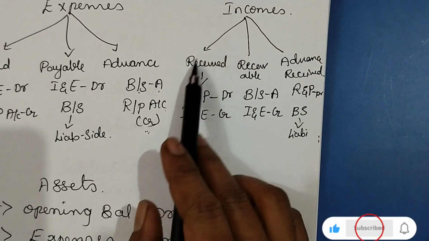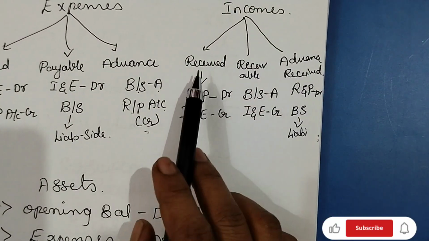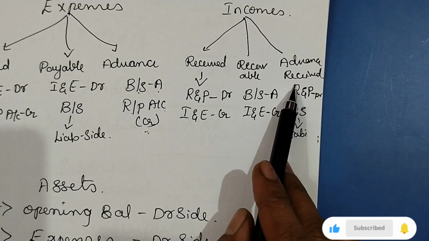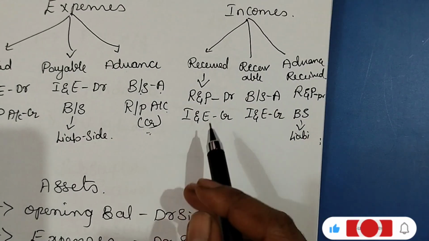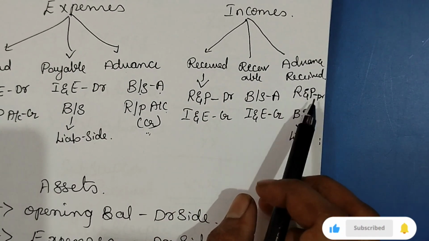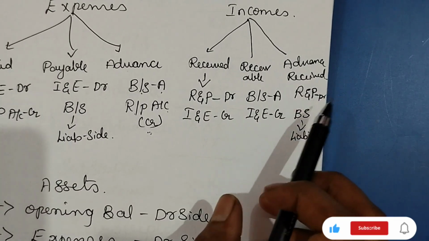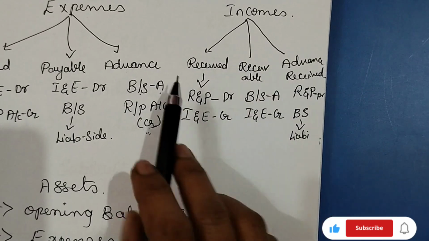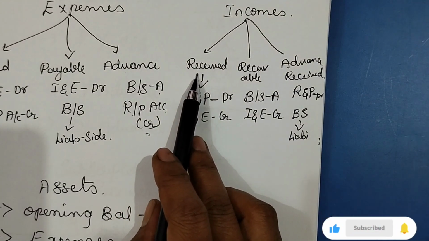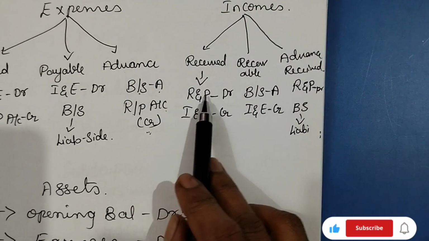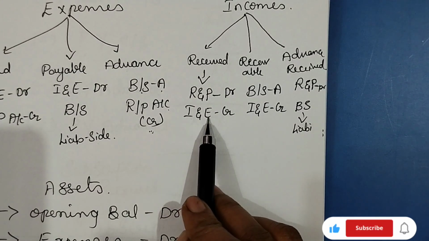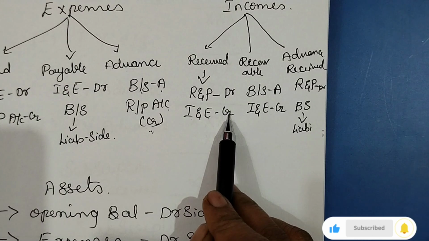Income is also classified into three types: received, receivable, and advance received. Before providing the services, you received an income, like fees you have received for the next year already. So that is called advance received. When you receive any income, then under the receipts and payment account you are debiting, and under the income and expenditure account you are crediting.